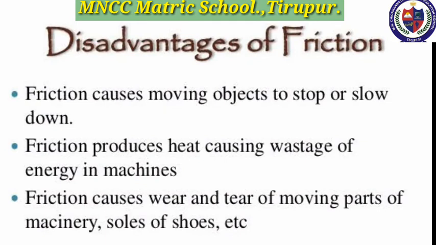Next we move to disadvantages of friction. Number 1, friction causes moving objects to stop or slow down. Number 2, friction produces heat, causing wastage of energy in machines. Number 3, friction causes wear and tear of moving parts of machinery, soles of shoes, etc.